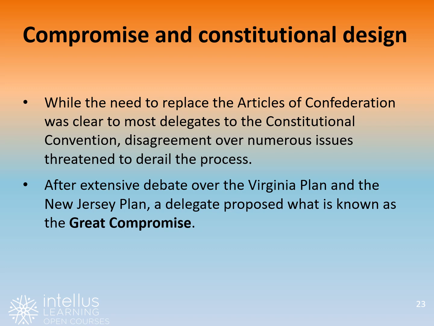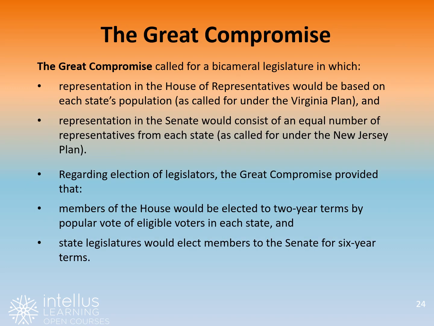So while the need to replace the Articles of Confederation was clear to most delegates at the Constitutional Convention, disagreement over numerous issues threatened to derail the process. So after extensive debate over the Virginia and New Jersey Plan, a delegate proposed what was known as the Great Compromise. And really, the Great Compromise took the best of both the Virginia and the New Jersey Plan and turned it into what we have today.